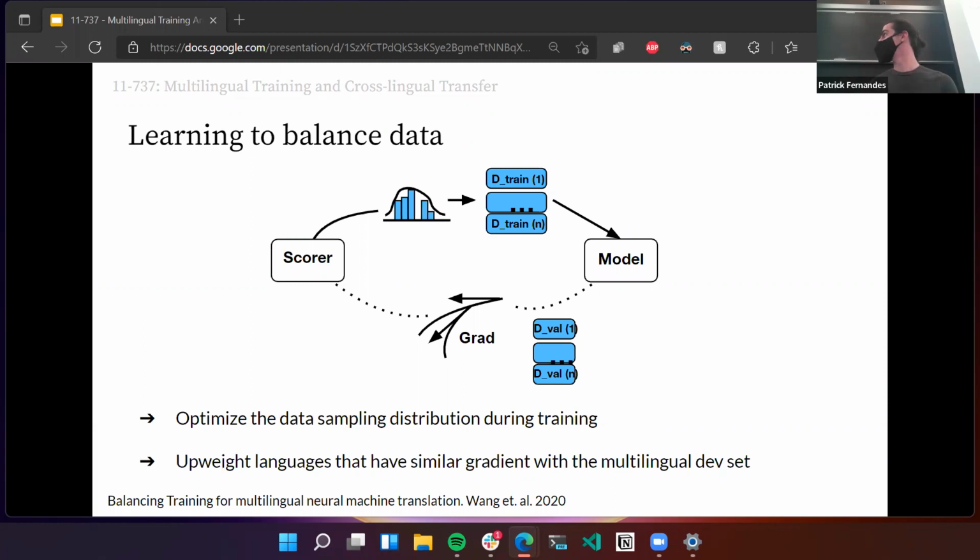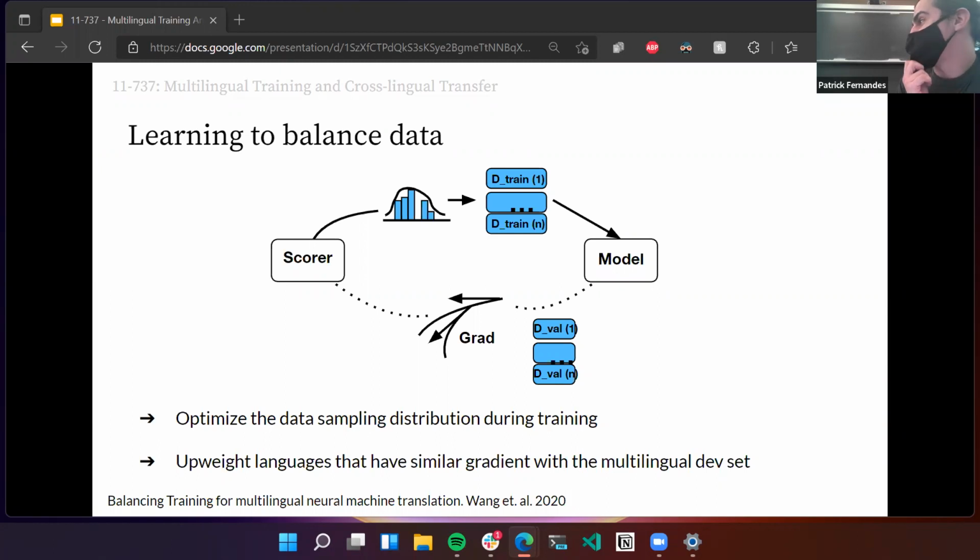So what's the intuition behind upweighting with similar gradients? What does that do with respect to the multilingual dataset? I think what they're trying to say here is that you want the gradients... languages have a similar gradient. I don't remember what I did when I wrote this.